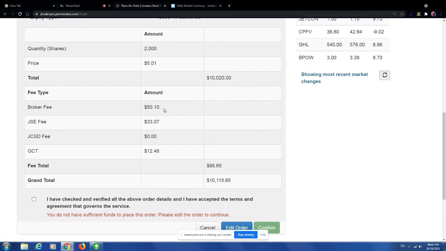savings do add up. And the GCT is basically 15% times the sum of these three fees. So if you're paying more commission, you're paying more tax to the government, and that isn't something people sometimes desire. So right here, it will tell you to check and verify, and you have to agree to this order. It tells you if the order has enough cash. If you have enough cash, it tells you your order can be fulfilled.